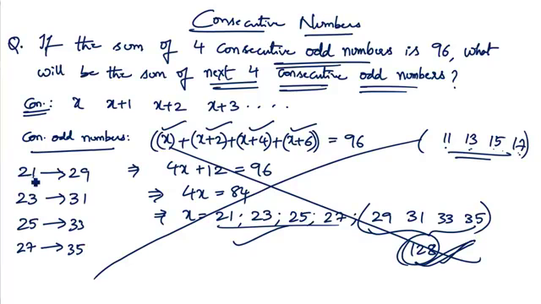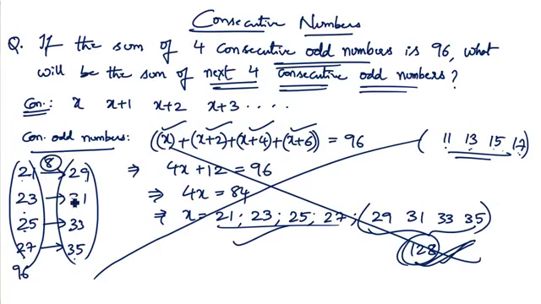Now, why am I making pairs here? 21, 29, 23, 31, 25, 33, and 27, 35. These are the 4 numbers for which the sum is given as 96. We have to find the sum of the next 4 numbers. The observation is the difference between these pairs. 29 minus 21 is 8, 31 minus 23 is 8, 33 minus 25 is 8, 35 minus 27 is 8. The difference between every pair here is 8.